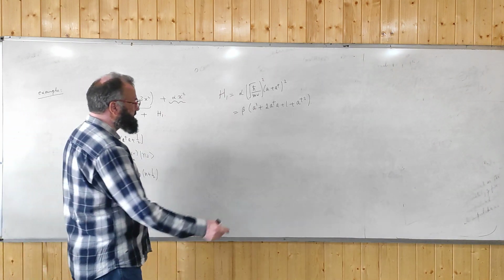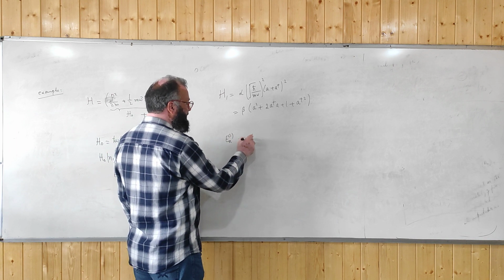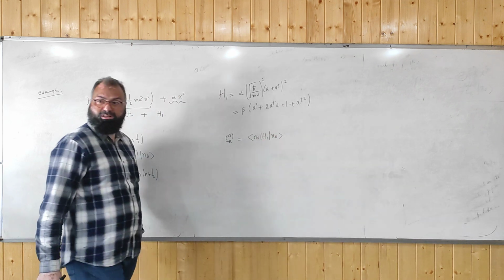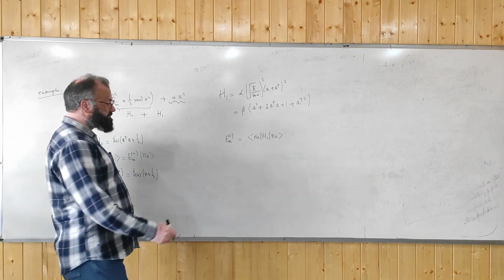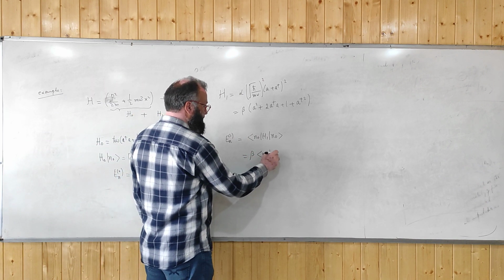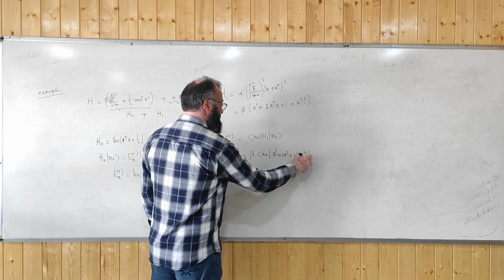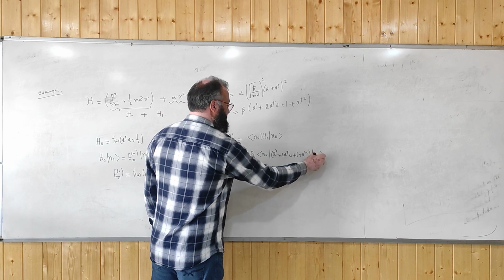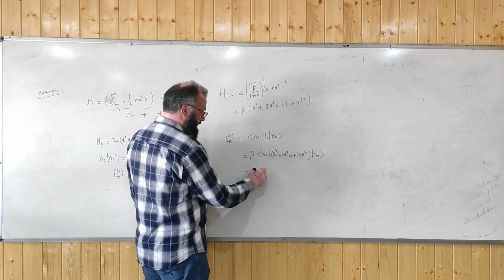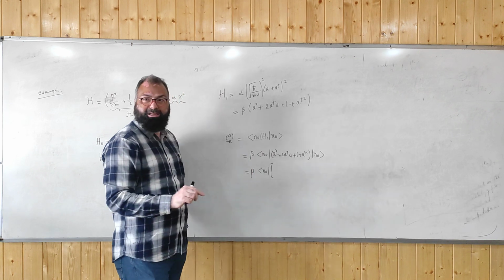Now let's calculate the first order correction to the energy, En1. What is that equal to? <n0|H1|n0>. This is the first order correction. You put this beta outside, it's a number: <n0| a square plus twice a dagger a plus 1 plus a dagger square |n0>. Now, what is a square doing with |n0>? You have to apply it twice on |n0>.